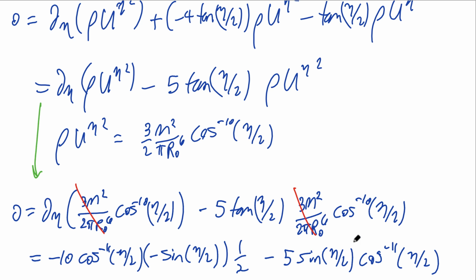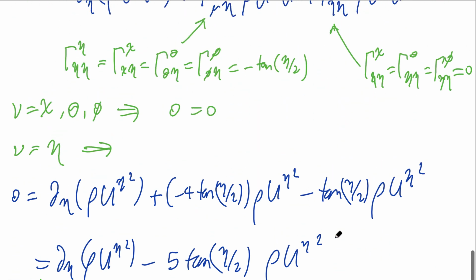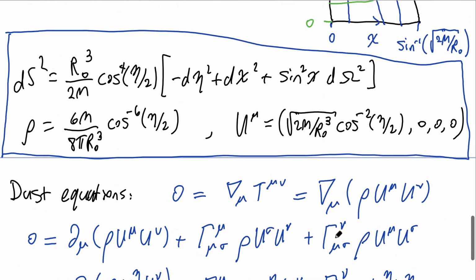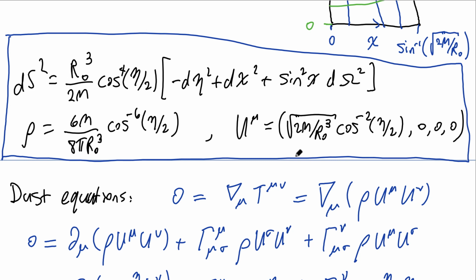And now you can see that these two terms cancel. We have 2 minus signs gives an overall plus sign, and 10 divided by 2 is 5. Here we have minus 5. And both of these terms have factors of sine eta over 2 and cosine to the minus 11th power of eta over 2. So we have now verified that the matter equations of motion hold for this solution. And now we need to verify that the Einstein equation holds.